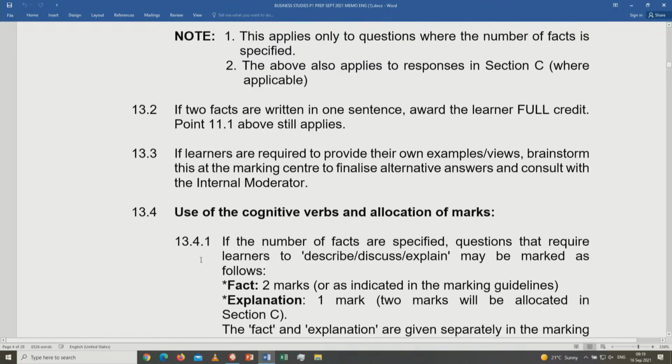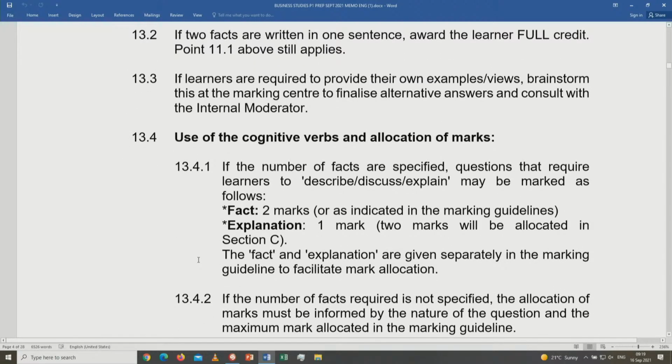If learners are required to provide their own examples, you can brainstorm. If you are sitting there at school and you are not sure of certain things, you've got colleagues in your clusters, you've got your subject advisors, there's always somebody out there that you can get a second opinion from before you finally say this is what has got to happen.